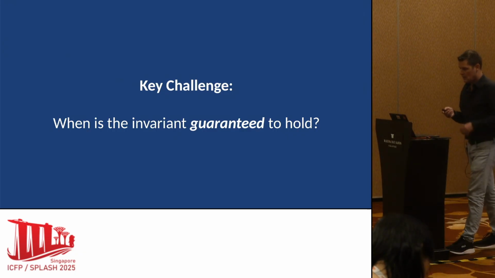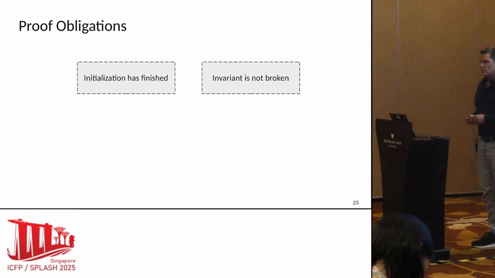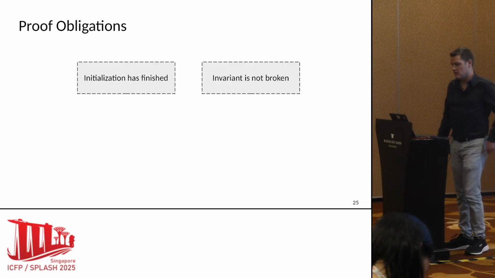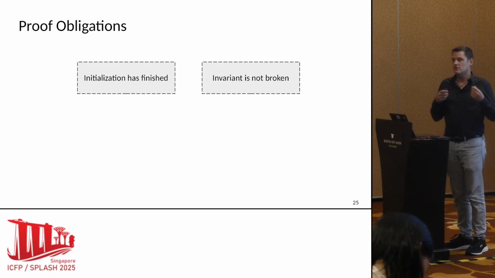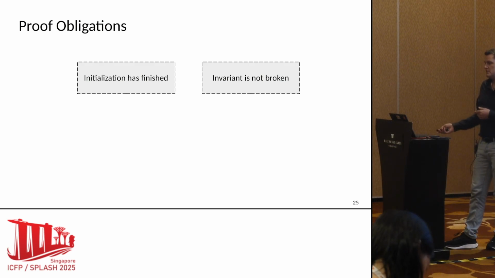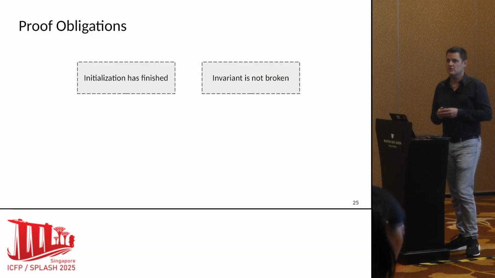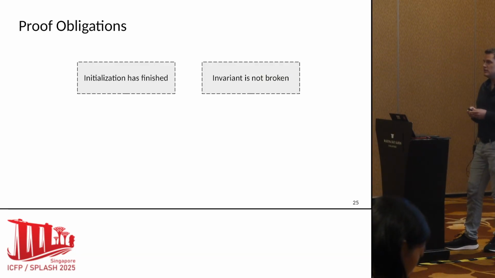And this is what I'll answer in the rest of this talk. At a basic level, we have two central proof obligations, right? We know that an invariant of a module will hold if the initialization of that module has finished, so the invariant has been established, and also the invariant is not currently broken by someone else. But as I've already said, proving this left condition modularly is really, really difficult.